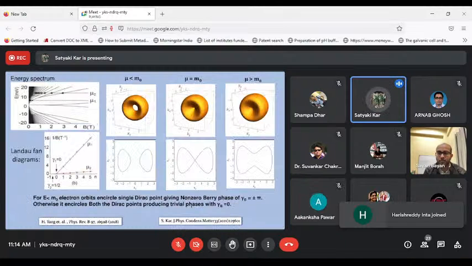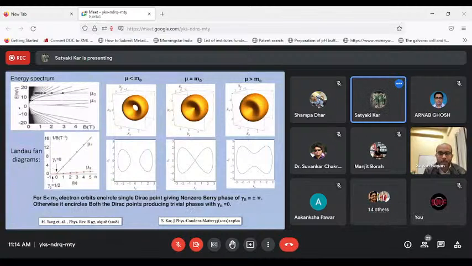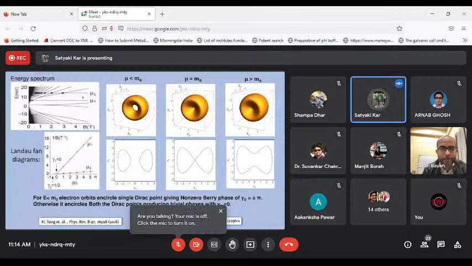Now we can also talk about topology in this problem, just like we mentioned before, with some argument. So here again this is the energy diagram, the energy spectrum drawn with Px.